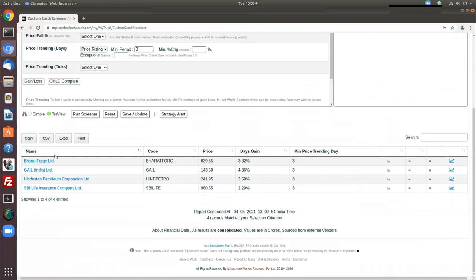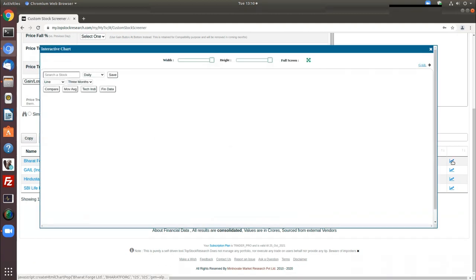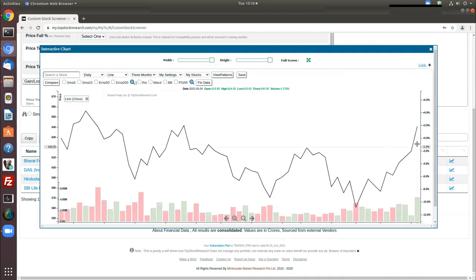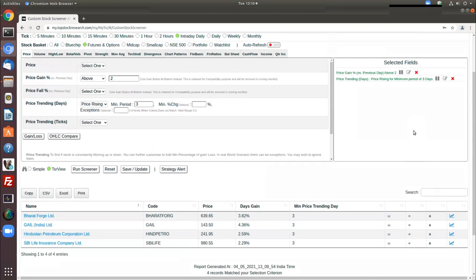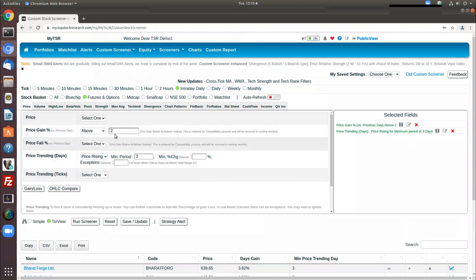So we are lucky. There are about 4 stocks, which says that the price gain is more than 2%, as well as the minimum price trending days is 3 days. So now let's quickly look at this chart. We see that clearly the price is also rising for 3 days, and obviously the price gain is more than 2% here. Now, this is how you can incrementally add the filters.